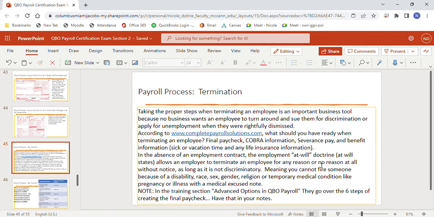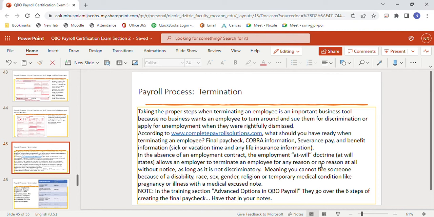Termination. Taking the proper steps when terminating an employee is an important business tool because no business wants an employee to turn around and sue them for discrimination or apply for unemployment when they were rightfully dismissed. So I got this section right here from CompletePayrollSolutions.com. What should you have ready when terminating an employee? Your final check, your COBRA information to give the employee if they want to continue with medical coverage, severance pay, because you have to pay that if they're due it, and benefit information, like maybe sick or vacation time or life insurance information they might need.